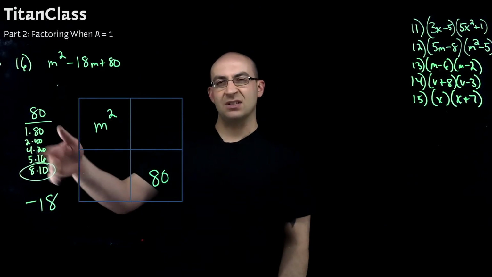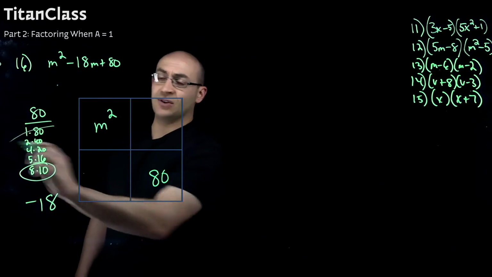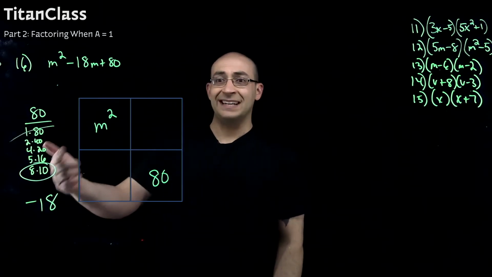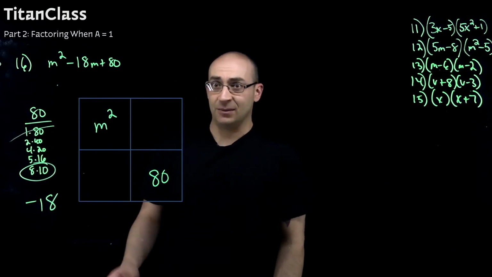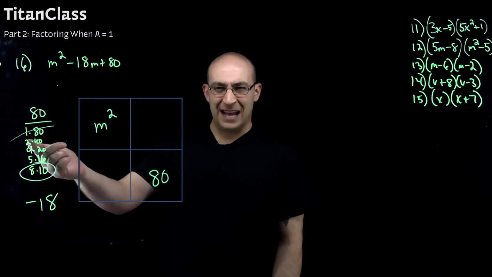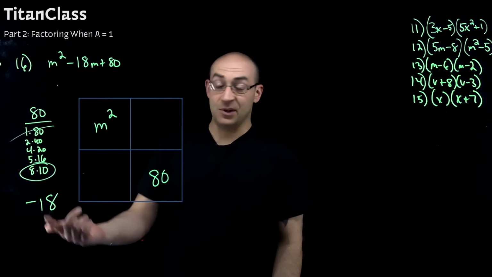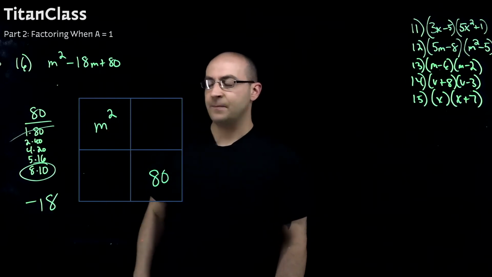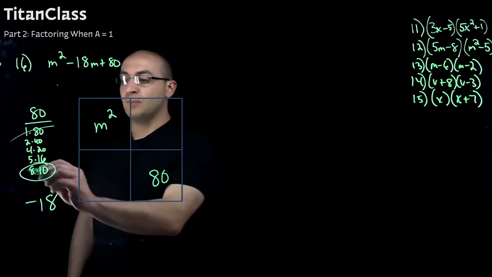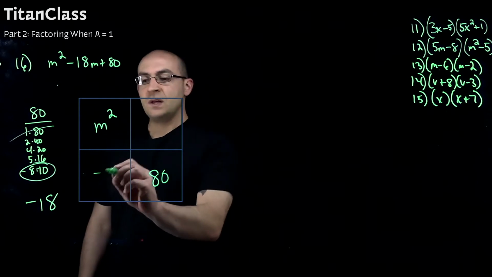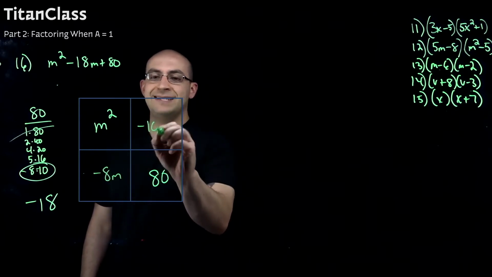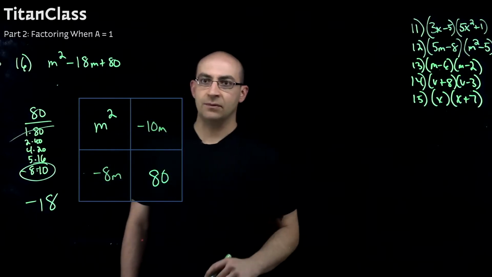Sometimes you're going to be crossing stuff out. Like, for example, I couldn't make a plus or minus sign with 1 and 80 to get negative 18 in any circumstance. Like, if I both added them, it'd be 81. If I subtracted them, like 80 minus 1, it'd be 79. I'm nowhere near 18, right? So we can't do that. So we'll use 8 and 10. They're both going to be minus signs. Negative 8m, negative 10m, and then we'll go from there.